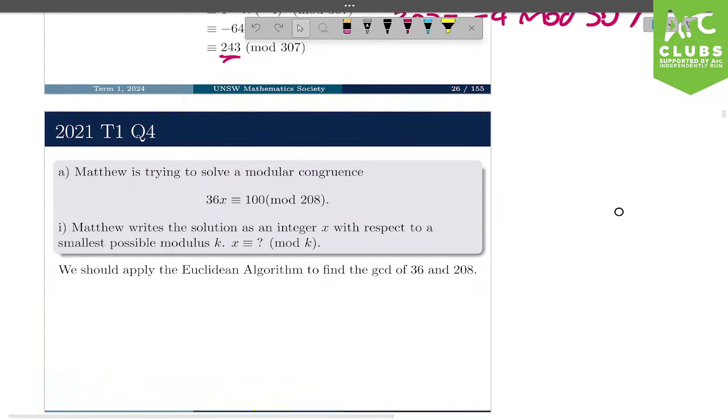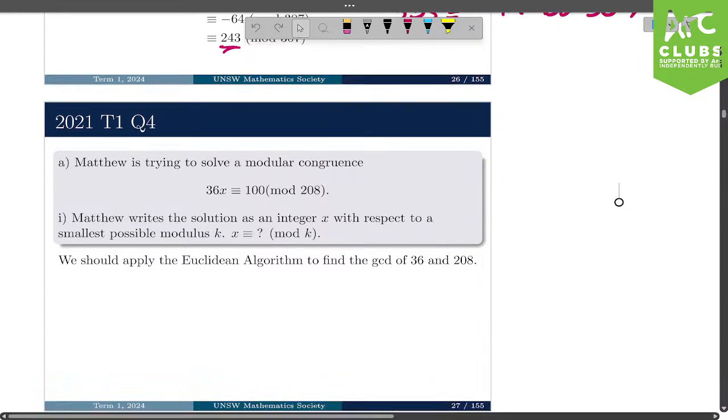So here's a different question. We'll explore a different concept. We'll look through Bezout's identity, Euclid's algorithm, reverse Euclid's algorithm, all that stuff. The best way to really explore an idea is to do it via question. As you can see here, we'll look at 2021 T1 Q4. So Matthew is trying to solve a modular congruence: 36x is congruent to 100 mod 208.